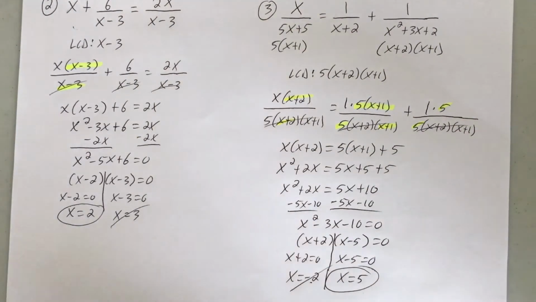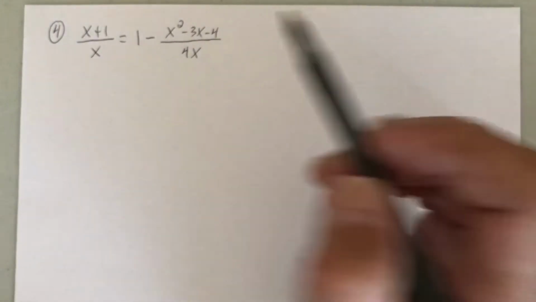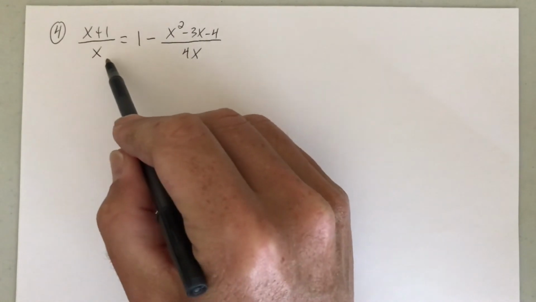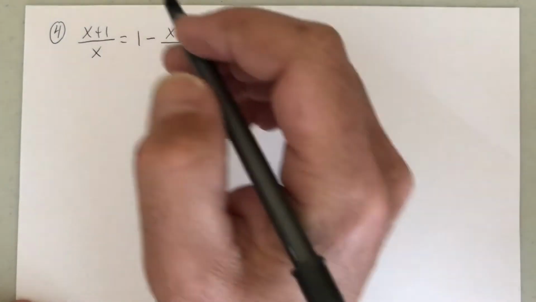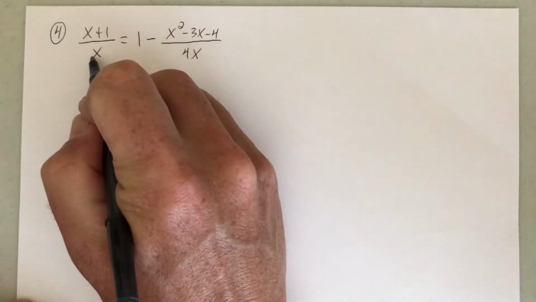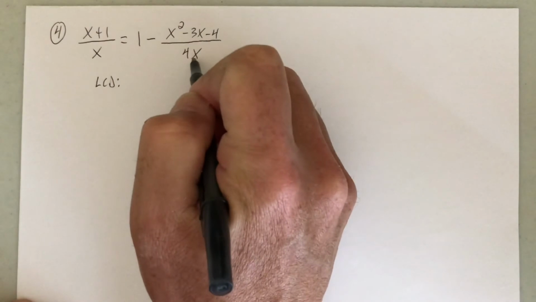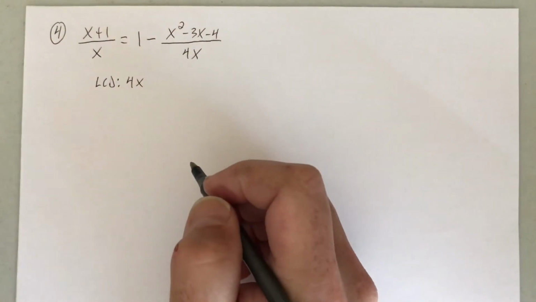All right, so let's take a look at number 4. Looking at number 4, you can see that there's nothing that we can do to factor in a denominator, so we just have to identify or find our least common denominator. Here we have an x, here we know there's a 1, and then we've got a 4x, so our least common denominator is going to be 4x.